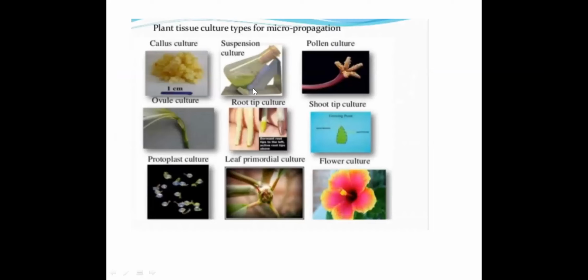These are some of the culture types. You have callus culture, suspension culture, pollen culture, ovule culture, root tip, shoot tip. Protoplast culture is very common. Leaf primordial culture, that is leaf tip. Then flower culture. Apart from this, you have many more not given in this slide.